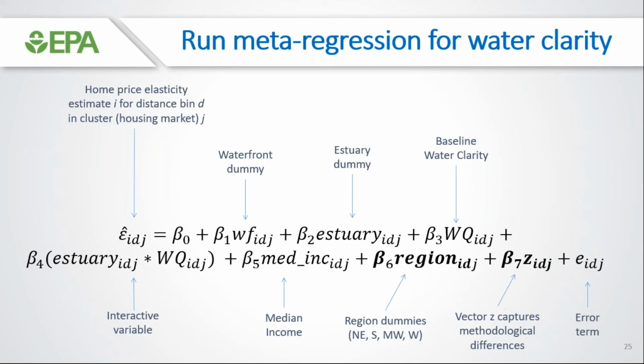For the model, we have our price elasticity for water clarity for both waterfront and non-waterfront homes as our dependent variable. Our independent variables include the waterfront and estuary dummy variables. And we also have a baseline water clarity variable. We also interact the estuary dummy and the baseline water clarity to see if estuary water clarity affects home prices differently than lakes. We have the median income from the housing market, which comes from the census, and we include the 3 regional dummies and a few of the methodological variables. We use 18 studies. Again, we had 260 observations, and there were 63 unique housing market combinations that we used as the cluster. Next slide.